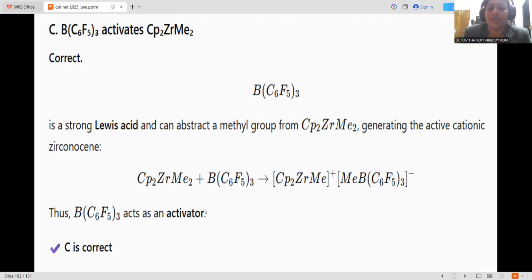So here again there is a provision for the cationic complex around the zirconium, and by accepting this methyl by the boron, there is an anionic complex just like MAO. So here is also the provision for the activation of this zirconium complex for this polymerization process. Option C, what they are saying is exactly correct.